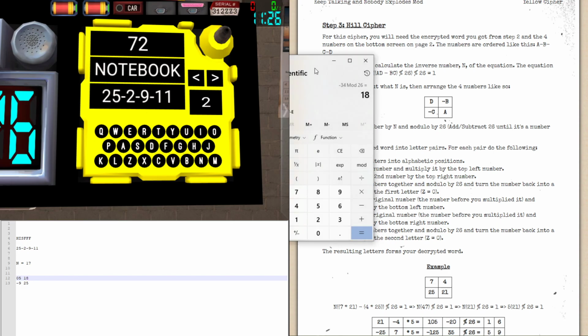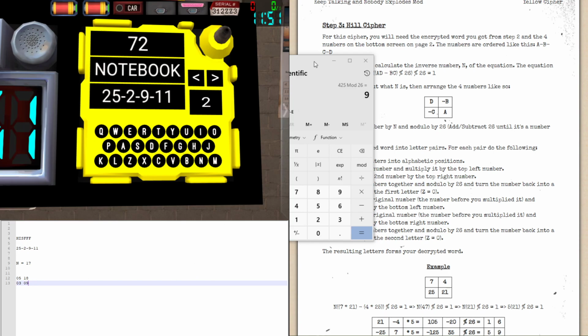Then we have 0 minus 9, and then we have times 17. Modulo 26 gives us 3. And finally, 25 times 17 gives us 425. Modulo 26 gives us 9. Now we have our inverted matrix.